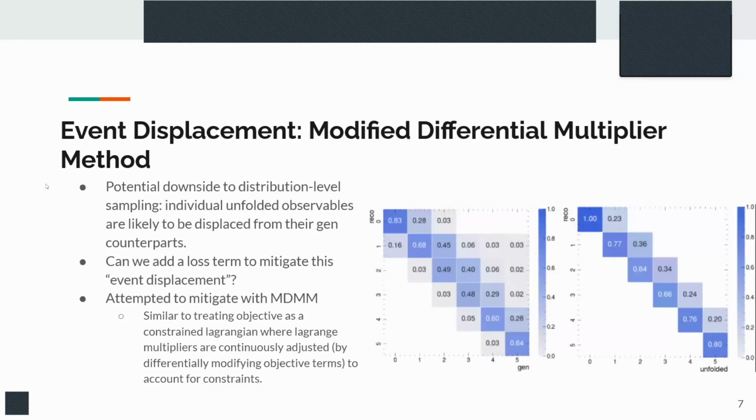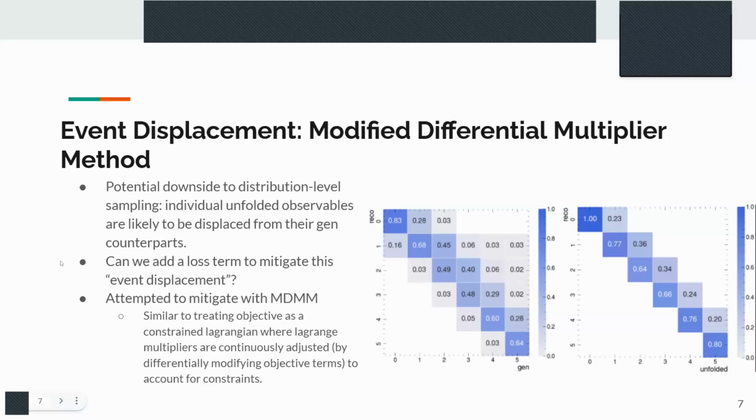So the first problem that I worked on in this project was something called event displacement. It's a downside of using distribution level sampling and distribution level loss, which is that individual samples are likely to be displaced from their gen counterparts, right? So if you look at this RECO to gen response matrix, you can see that you have some off diagonal terms here, but when we unfold, these terms aren't present. They are absorbed into the diagonal, i.e. they are displaced into a different bin.